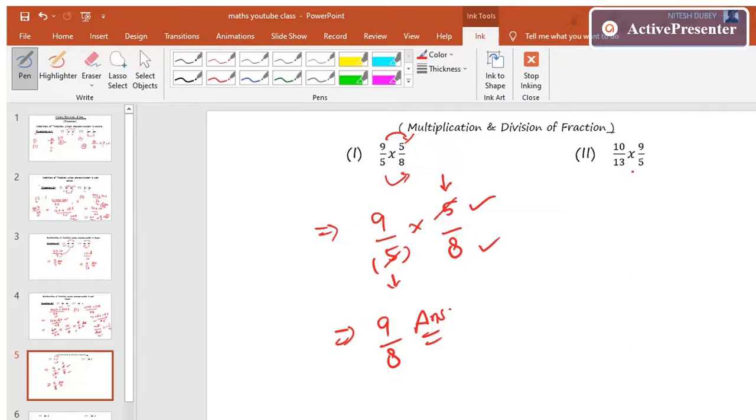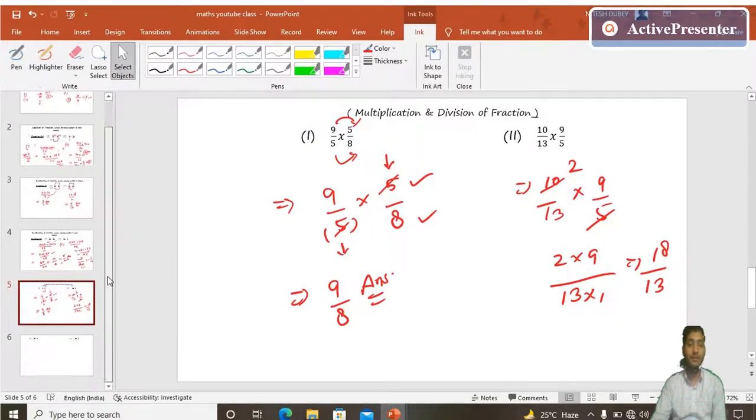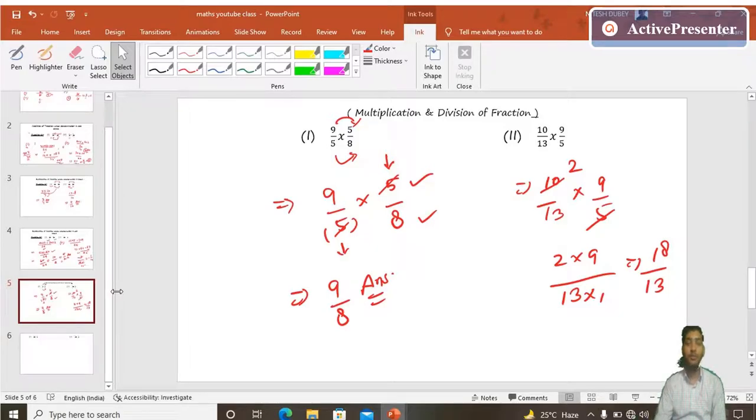Now in this question we have 10 by 13 multiplied by 9 by 5. 5 2s are 10, so multiply 2 into 9 for the numerator, and multiply 13 into 1 for the denominator, which is going to be 18 by 13. Once again, this is a revision video, so we are doing nothing more, we are just revising your concept of fractions.